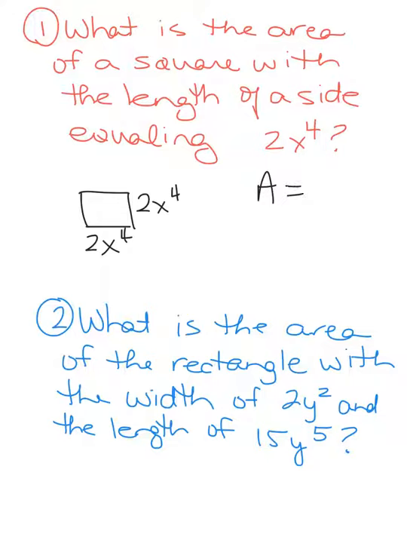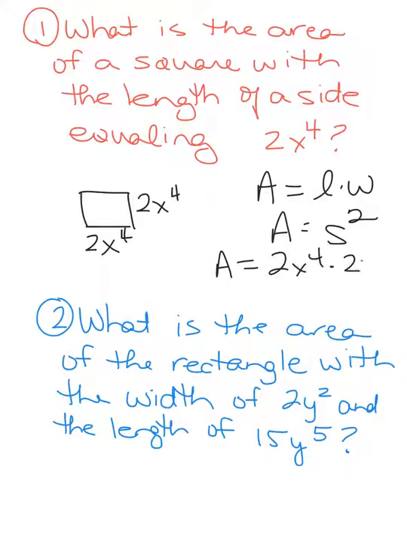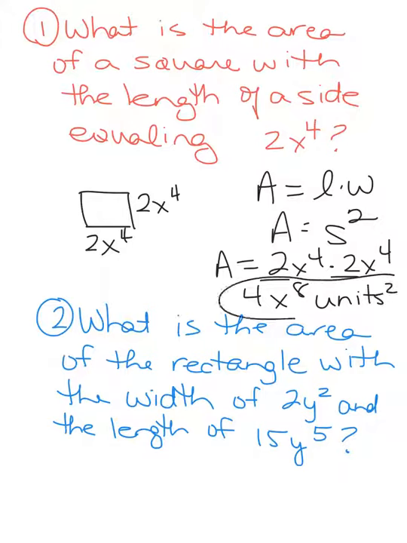I know the area is equal to the length times the width. So if I wanted to, I could square it, right? It's a side squared and a square, but I think it's just as easy to multiply length times width. So I have 2x to the fourth times 2x to the fourth. Take care of my coefficients first, so I have 4. x to the 8th, right? I'm going to add my exponents, and that's going to be units squared. So that's my area of my given square.